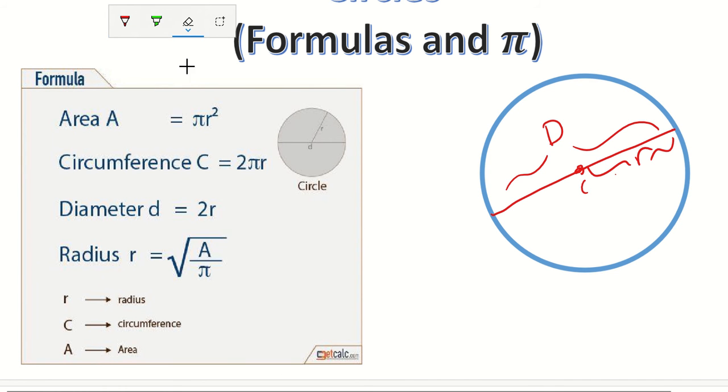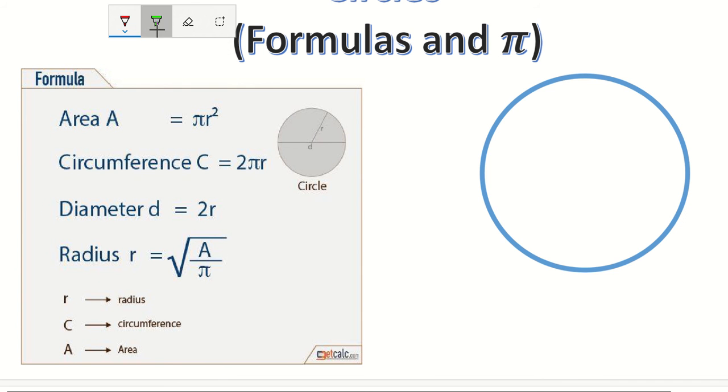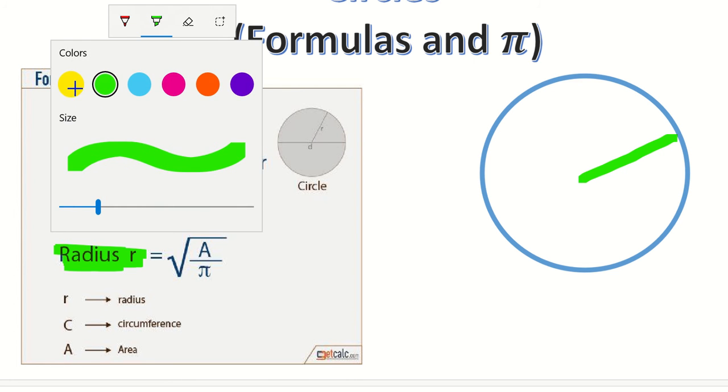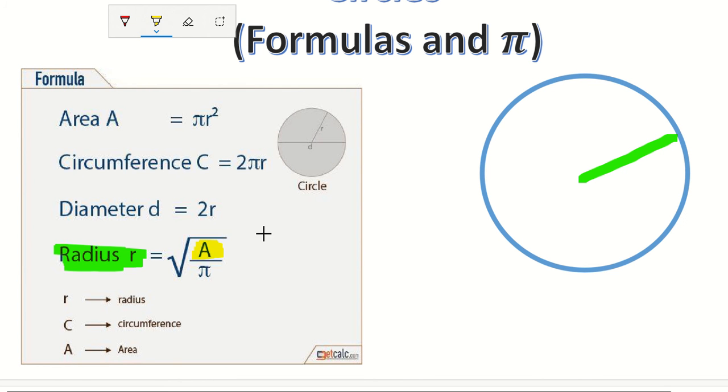Let me go ahead and clear this one really quick. Let's say we want to find out the radius. We actually want to find out what it measures from here to here. But they give you the area, right? You could actually use the area to find out the radius. And all we have to do is plug it into this formula, which would be the square root of the area divided by pi, and you can get your radius.